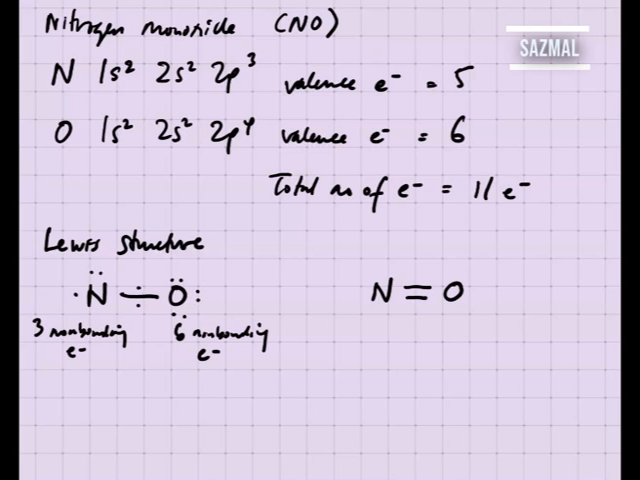Right, so another structure for nitrogen monoxide can be considered having a double bond between the nitrogen and oxygen. So still here we've got 3 non-bonding electrons around nitrogen, and 4 non-bonding electrons for oxygen, making 7 electrons around nitrogen and 8, or an octet, for oxygen in this structure.